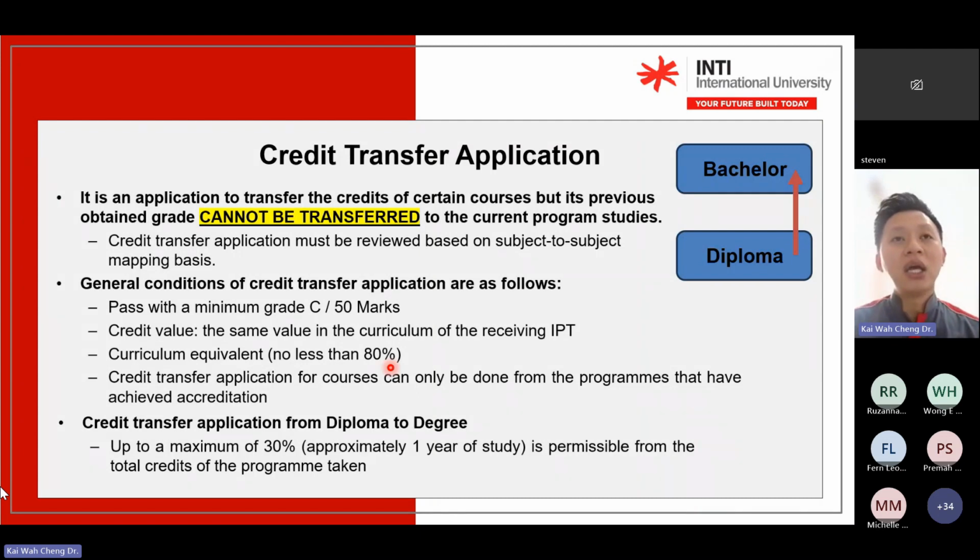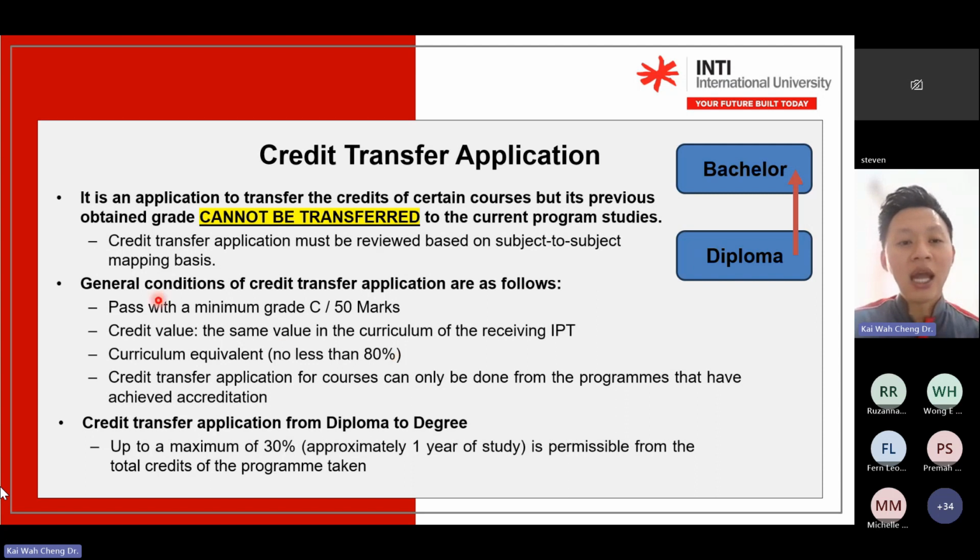For example, if you already completed an entrepreneurship course at your previous institution, it doesn't mean you automatically get credit transfer for a similar course at INTI International University, also called entrepreneurship. This is not the way, because we need to compare the syllabus between the two institutions, and see whether the similarity is 80% and above or not.